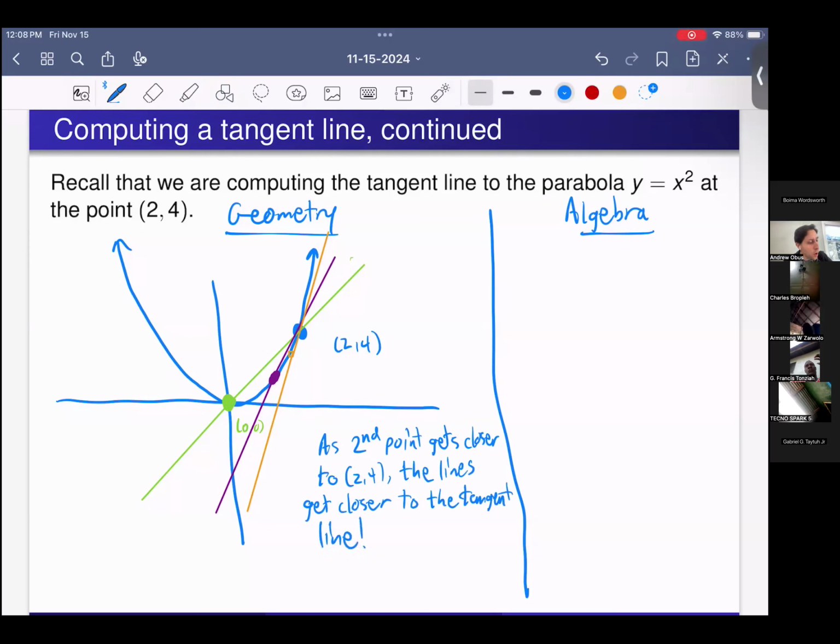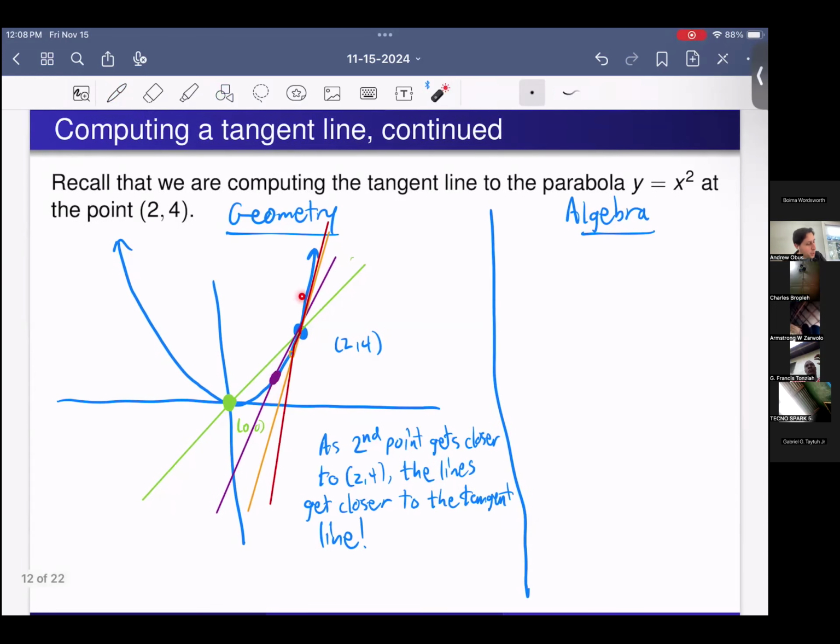Right? The tangent line I'll draw in red. So the tangent line is just going to be the line... Okay, it's a little bit hard to see, but what you should think about is that we have a green line, a purple line, and an orange line, and what they're all trying to approach ultimately is this red line, which is the tangent line. So the tangent line is in red.